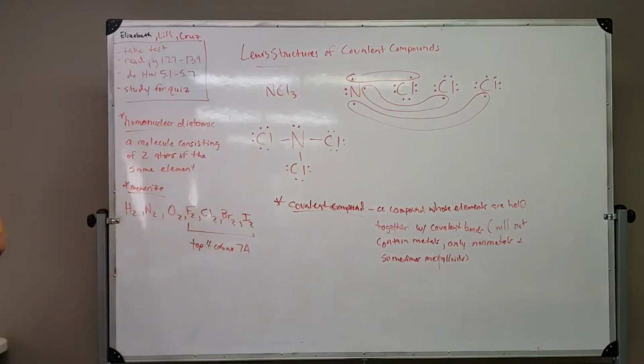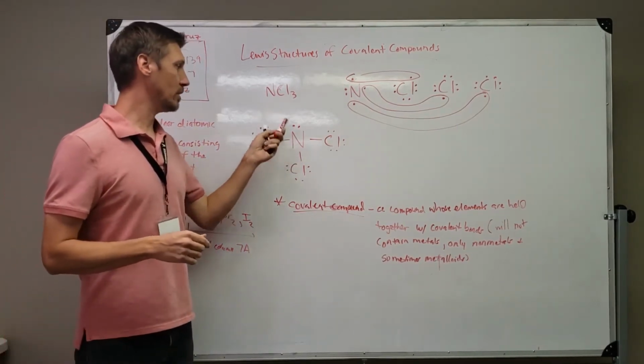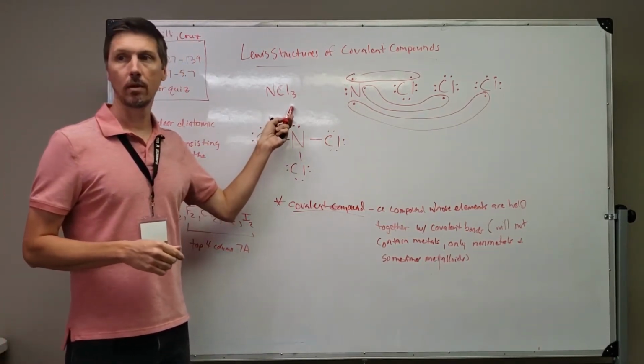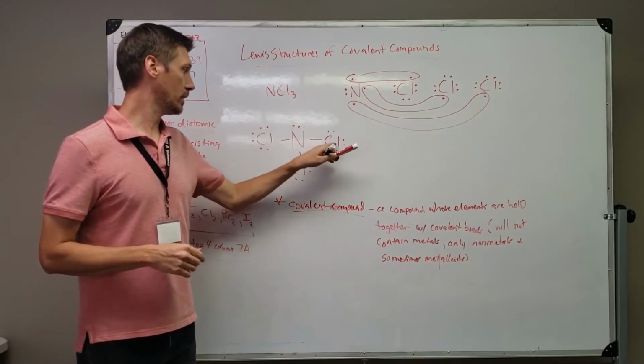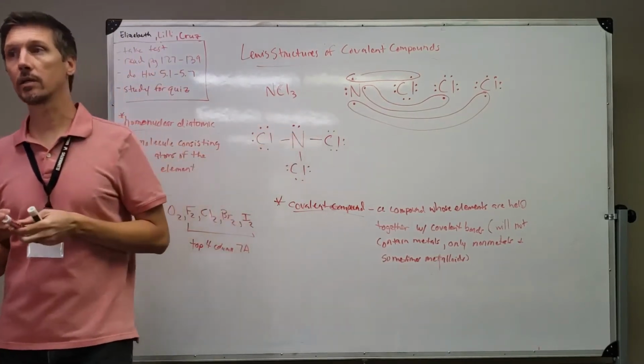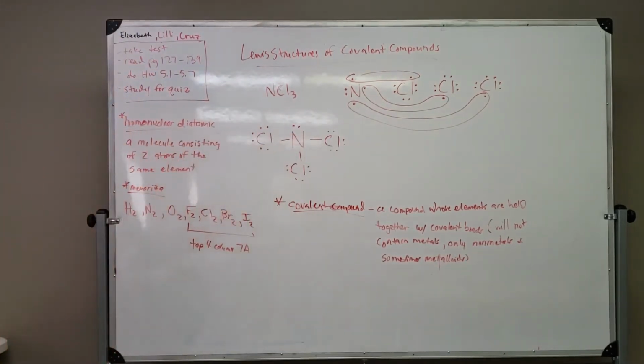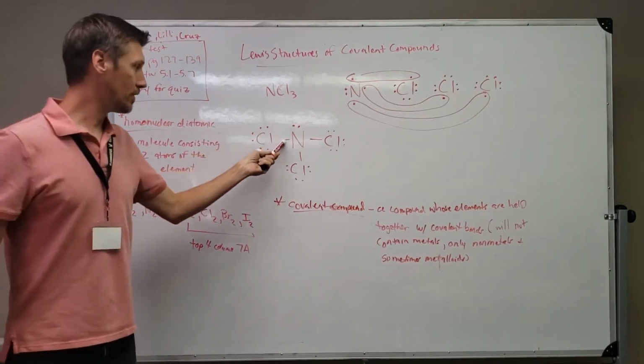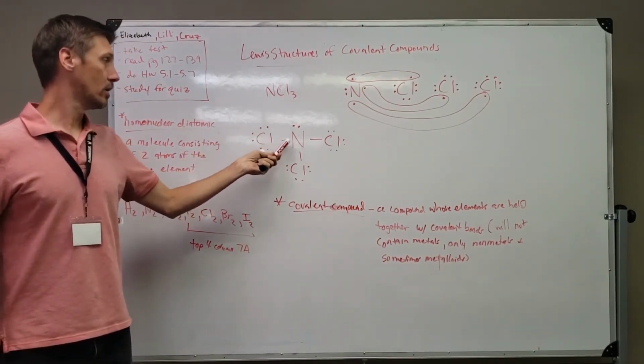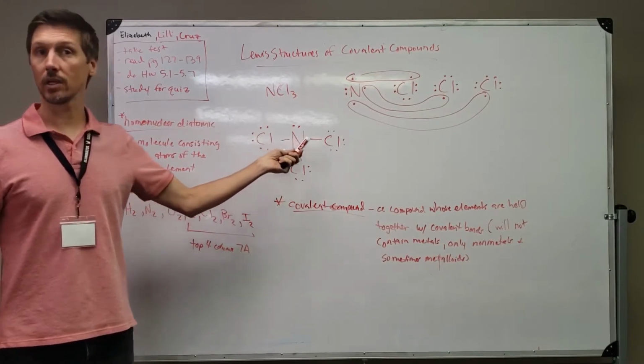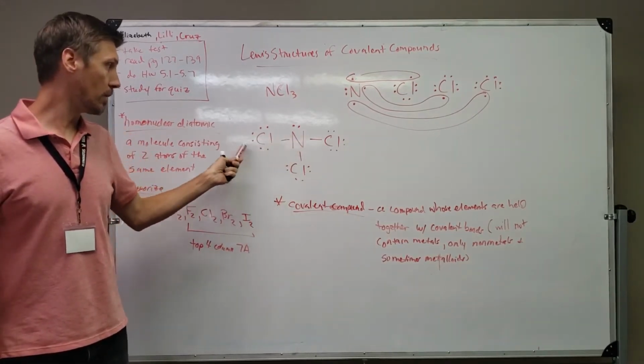So it looks like that. It doesn't matter if you had put the Cl, this Cl here on top, or if you've taken this Cl and moved it to the top. I don't care, right? It doesn't matter where they are in relation to one another, as long as you identify that there's a shared pair of electrons between each of the Cl atoms and the nitrogen atom, and then you put the remaining dots there.